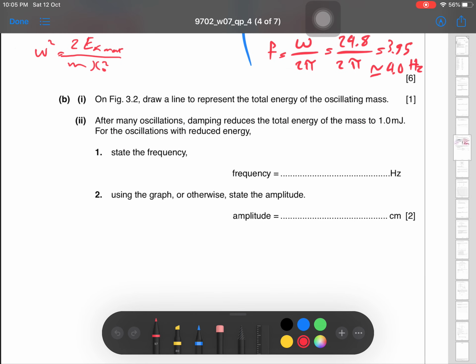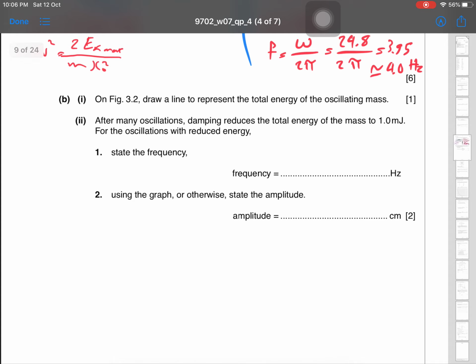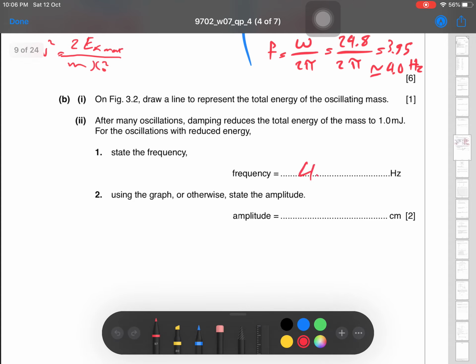Part two, after many oscillations, damping reduced the total kinetic energy of the mass to 1.0 millijoules. For the oscillations with reduced energy, state the frequency. We know that the frequency stayed the same. Damping won't affect the frequency, or even the time period. Actually, it will be affected by a very small amount, but we are going to ignore this small amount and consider the frequency constant. So the frequency stayed the same with the value 4.0 hertz. Using the graph or otherwise, state the amplitude.